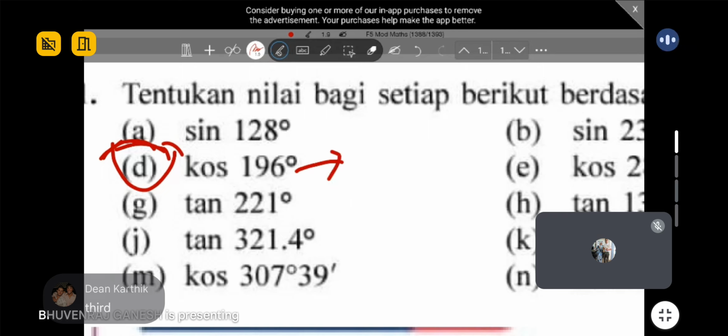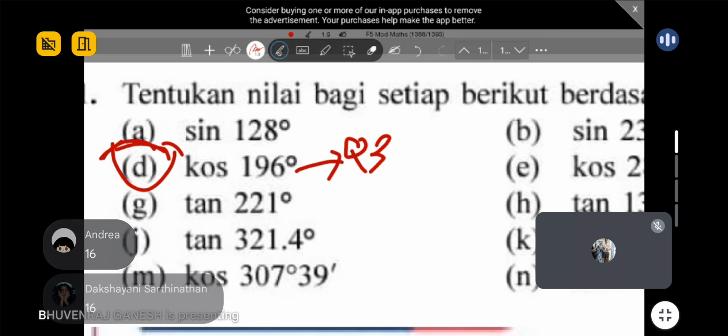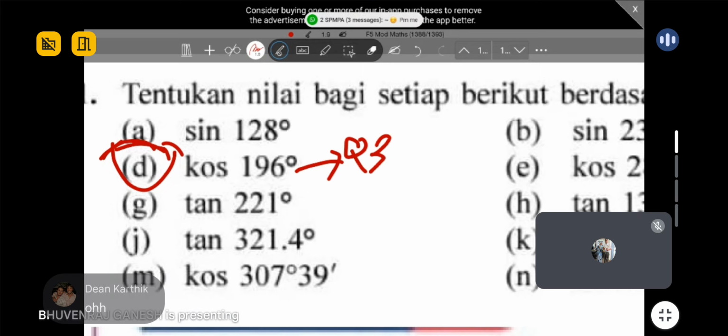Yes. Okay, this is quadrant 3. Okay, quadrant ketiga, correct? Okay, but what is the reference angle? Apa sudut rujukan? Reference angle, guys, always remember 0 to 90 degree only. Kosong sampai 90 saja. Yes, you should get 16 degree reference angle.